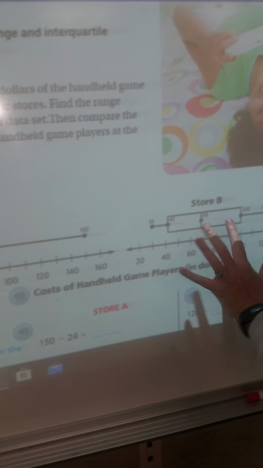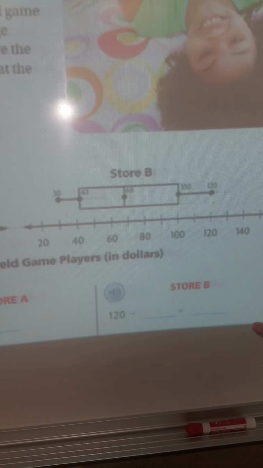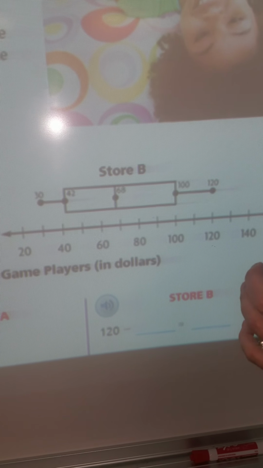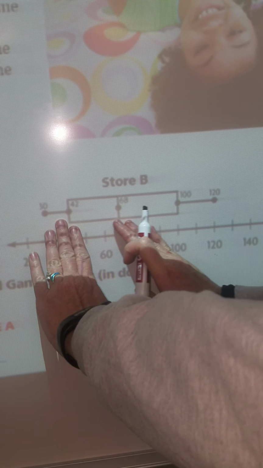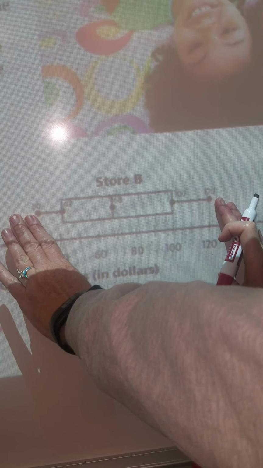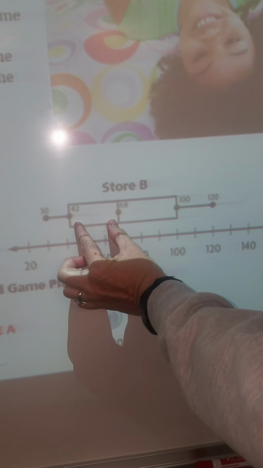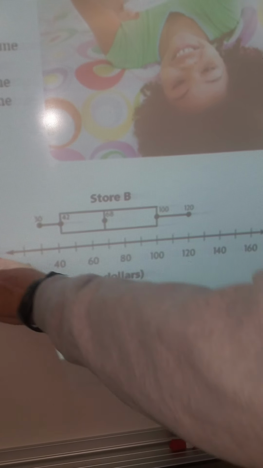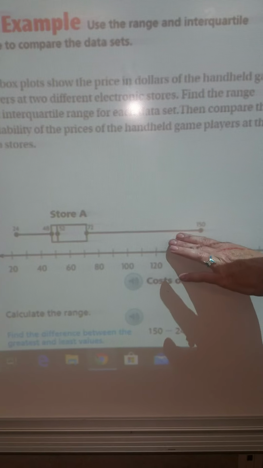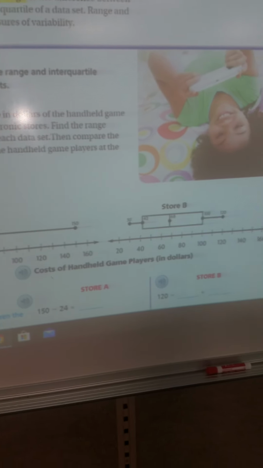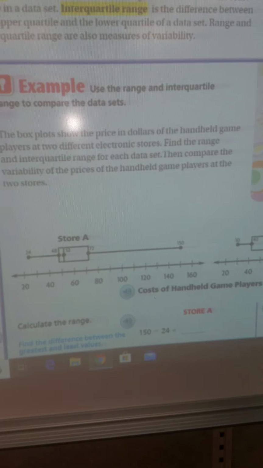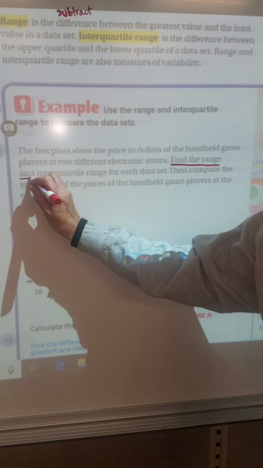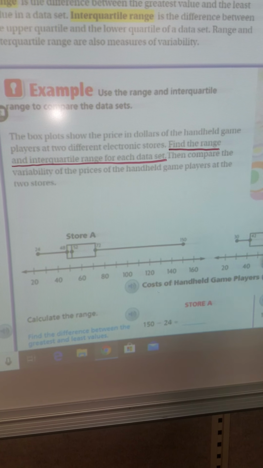Okay, but when we look at store B, that box plot is a little bit more symmetrical, meaning that it's more evenly spaced out. This and this are a little bit smaller than this and this, but it's way more symmetrical than store A. So let's look at what that data tells us. It asked us to find the range and interquartile range for each data set.